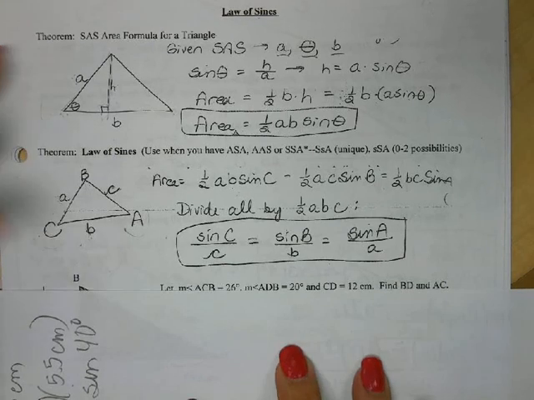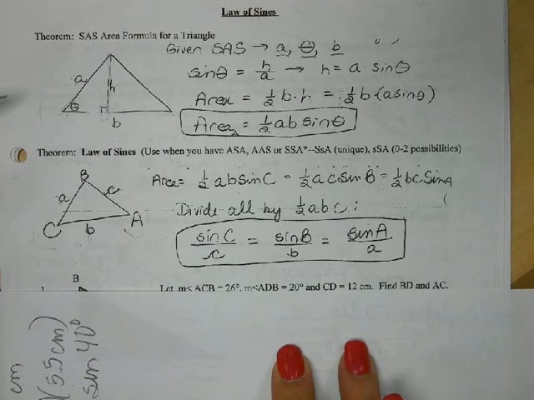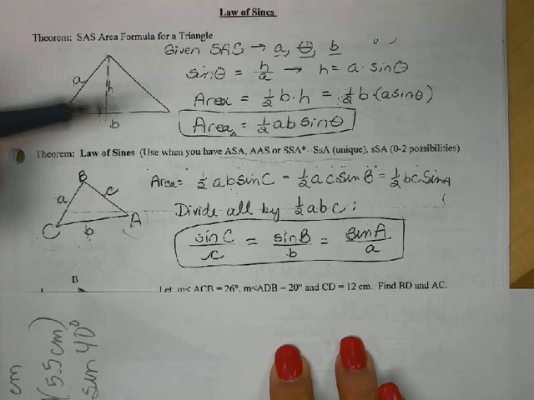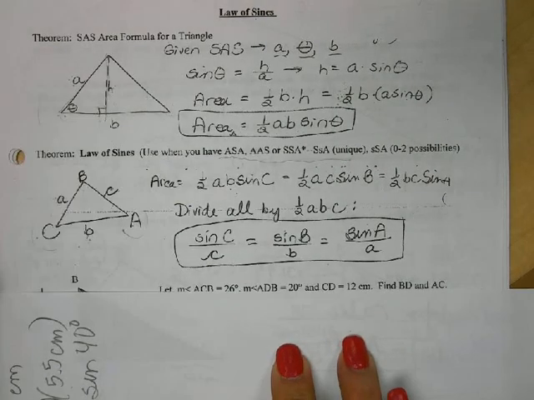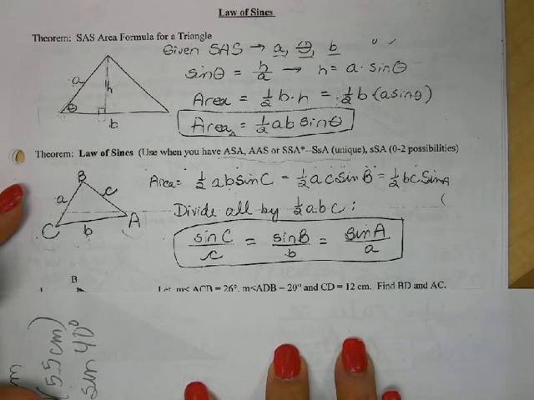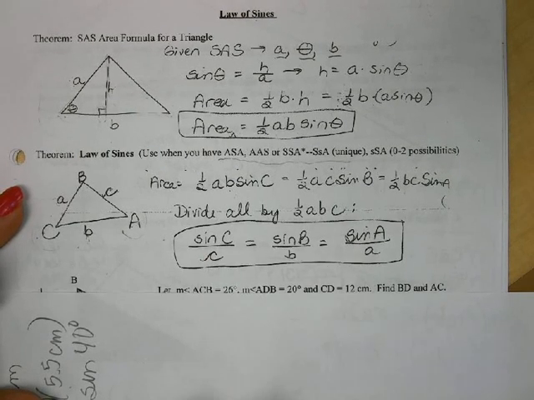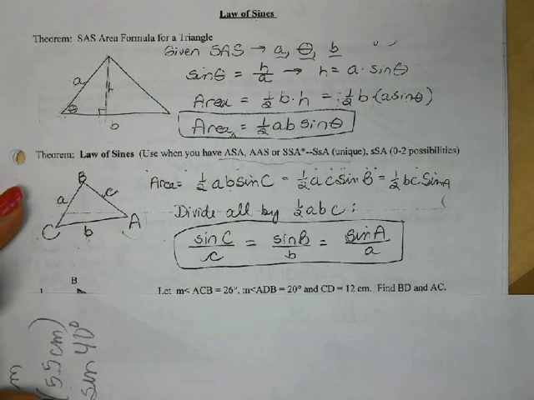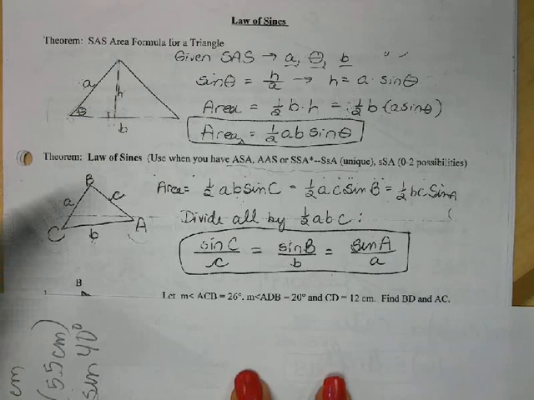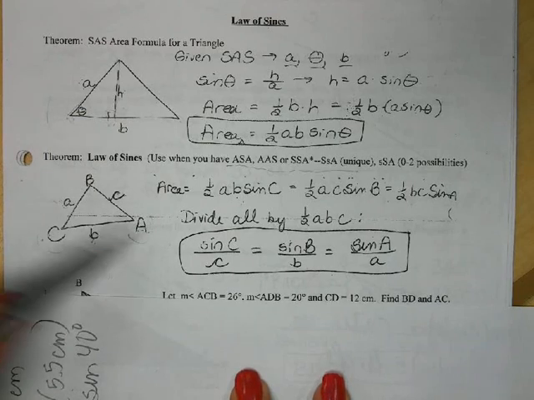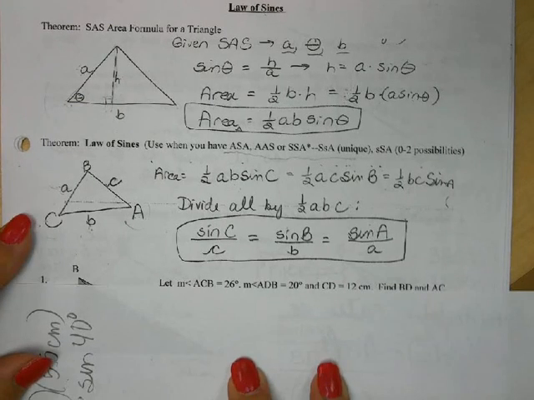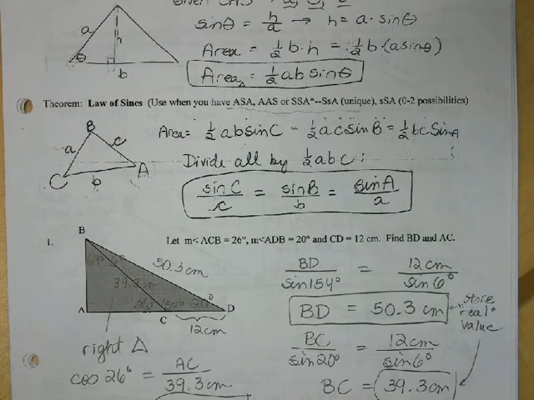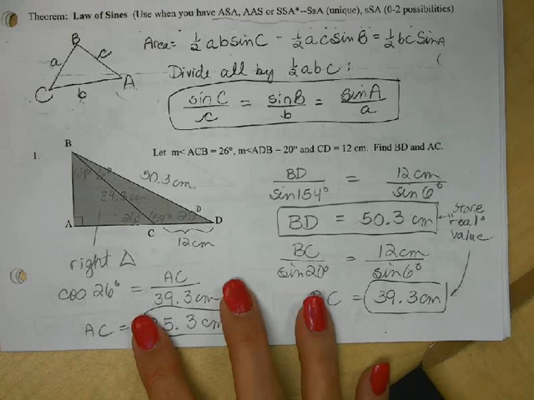Now this theorem, the law of sines, is useful under these conditions. We will get to the side-angle-side condition in the next video, but for right now, if you have angle, side, angle, or angle, angle, side, it's very, very useful to use law of sines. You basically need to know an angle and a side opposite in some form. So let's look at this question, and then we'll be done with this page.